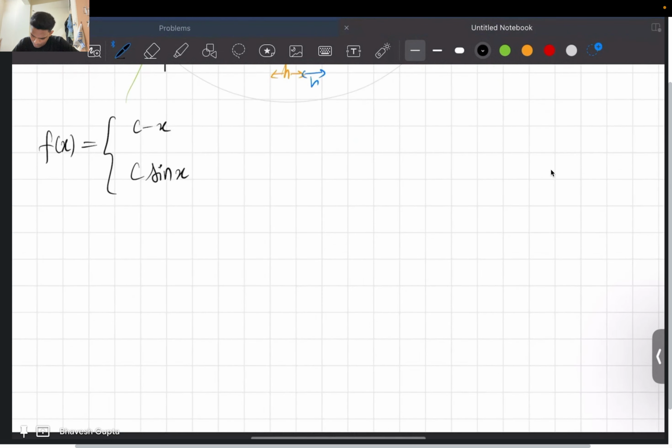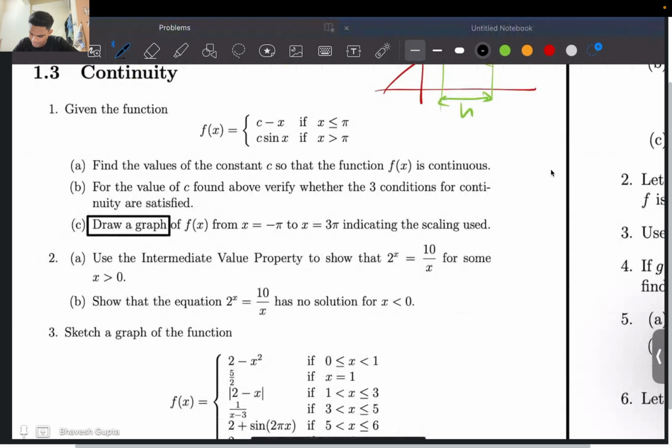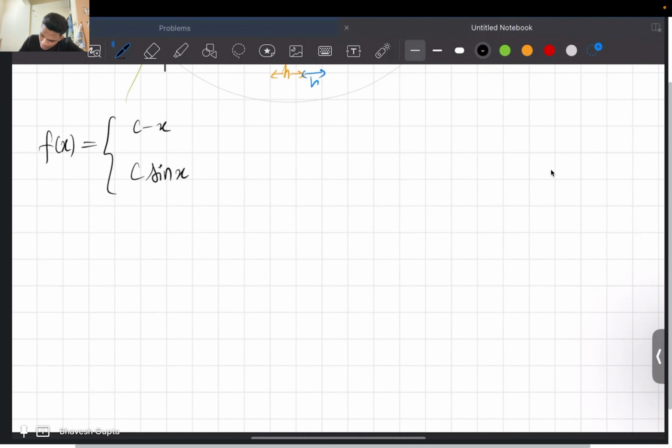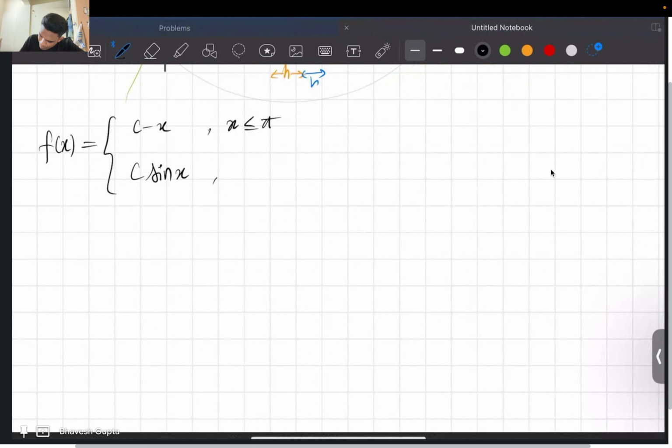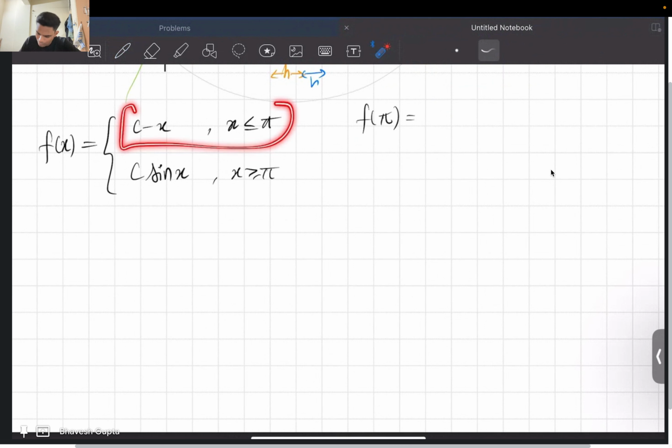So we have c minus x and c sine x, for x less than or equal to pi, and for x greater than or equal to pi. Now the way we can solve that, first we will calculate the value of the function at pi, and we will use the above definition, because this branch contains x equal to pi. The answer comes out to be c minus pi.